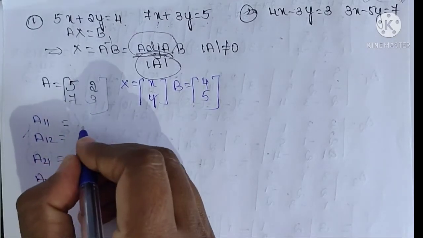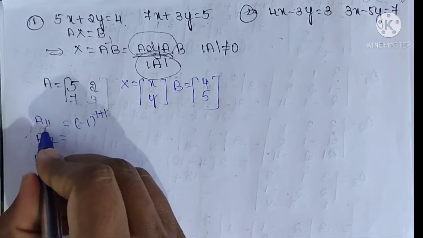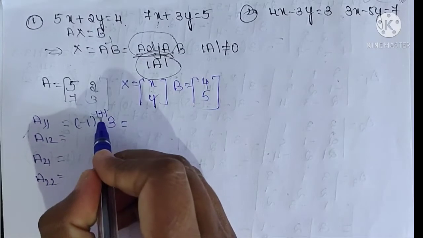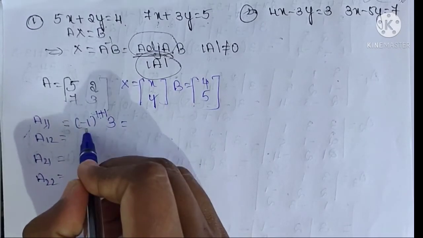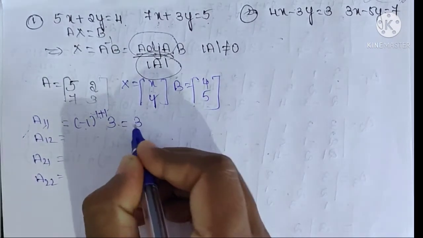A11: minus 1 to the power of 1 plus 1, times M11. Delete first row, first column, we get 3. Minus 1 to the power of 1 plus 1 is 2, and minus 1 to the power of 2 value is plus 1. Plus 1 into 3 is 3.